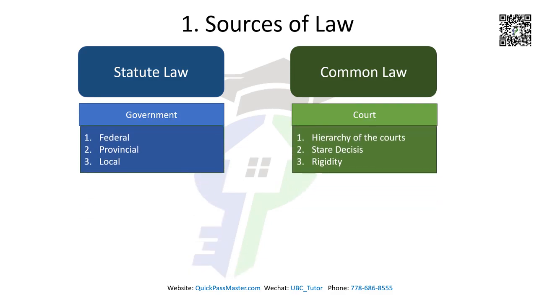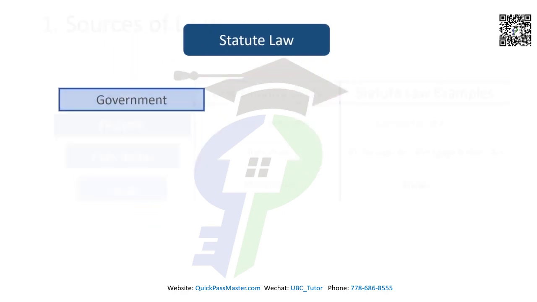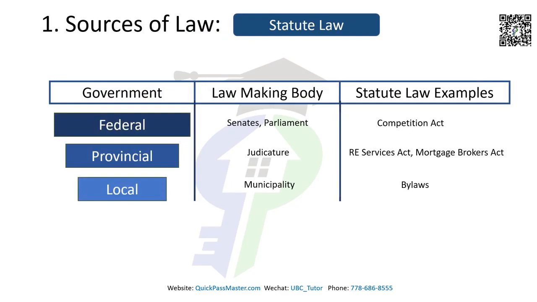For now, let's address the statute law, the 3 levels of the government: federal, provincial, and local. The lawmaking body for the federal government is the Senate or House of Parliament, and the lawmaking body for the provincial government is the Legislature. The Legislature in BC is in Victoria on Vancouver Island, and for local government, the lawmaking body is the Municipal Council.